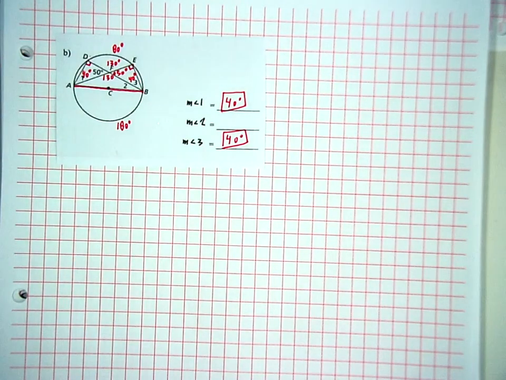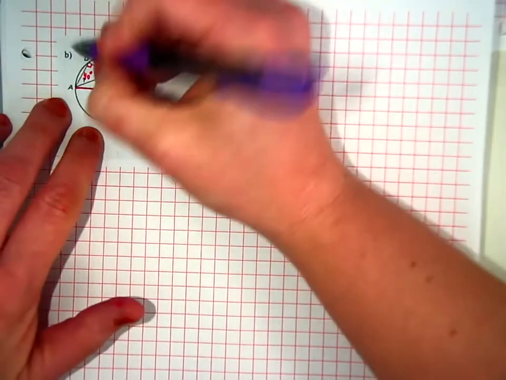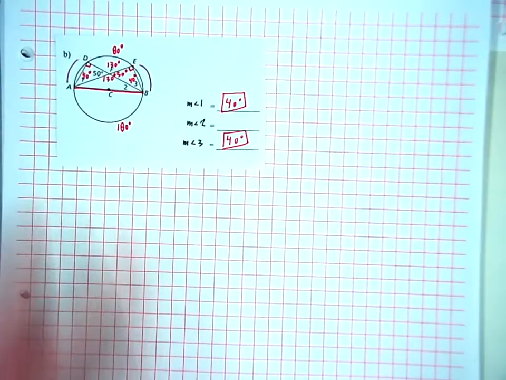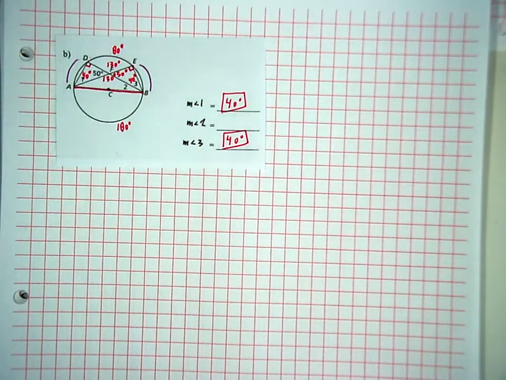Okay, but I need to get to angle 2, right? That's my goal. So I need to figure out how these arcs here and here are related. Let me show you a few pictures just to help you see that relationship.